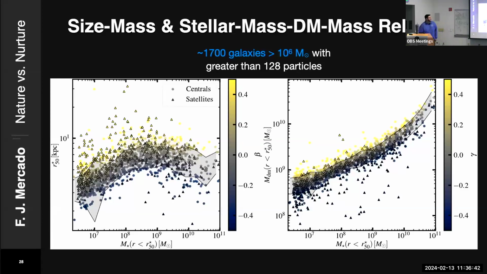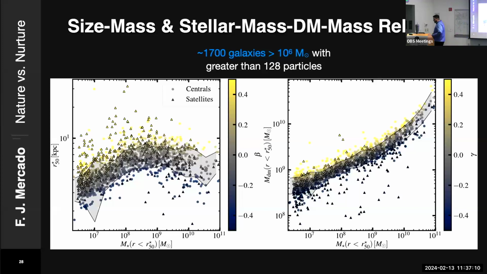What this beta parameter is telling you is how puffy a galaxy is compared to other galaxies of similar stellar mass. On the right-hand side, I'm showing something similar for the dark matter mass and the stellar mass. Here, this gamma parameter is telling us how dark matter concentrated, or dark matter dominated, or dark matter deficient a galaxy is when compared to other galaxies with the same stellar mass.